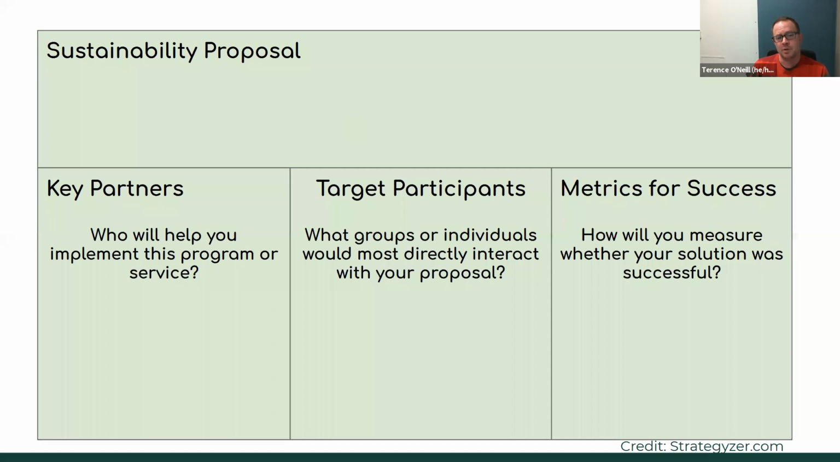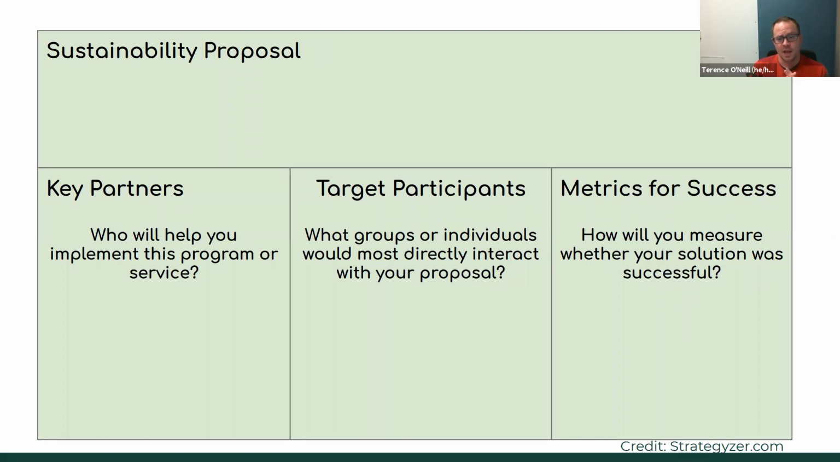The bottom middle one here, target participants, in other versions you might see this as your customer base. These are the groups or individuals who are going to most directly interact with your proposal, and they're going to choose whether or not to change their behavior. They're going to choose whether or not to enact what you're proposing. So they're the people that are going to actively do the thing or not do the thing in their day-to-day life.